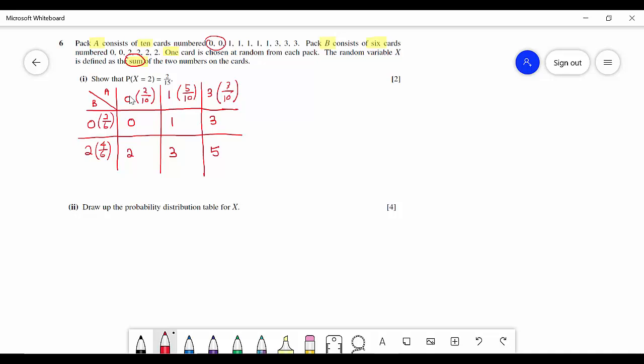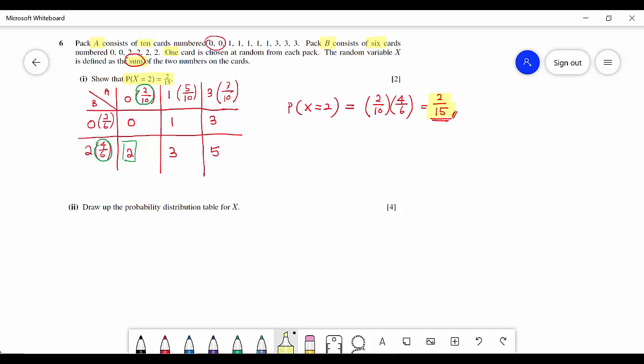And for the first part, they actually want you to calculate the probability for x equals 2 only. So to calculate the probability for x equals 2, I'm going to look at this cell and how to get the 2. So you're having 4 over 6 multiplied with 2 over 10. So to get the probability, you're having 2 over 10 multiplied with 4 over 6. If you try to simplify it, you will see that the answer that you get is exactly 12 over 15, which is what they want us to show.